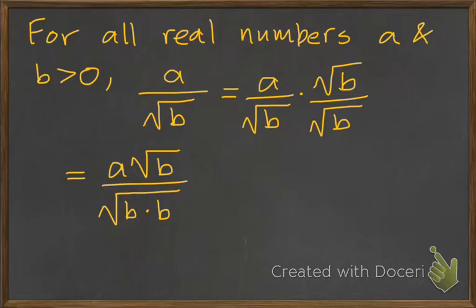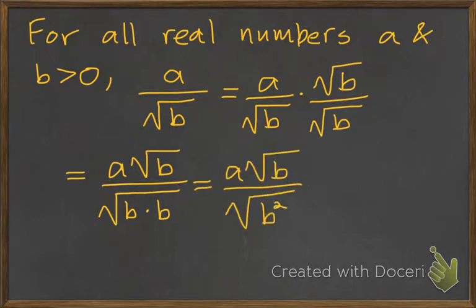So now I have a times the square root of b in the denominator, and because of the property of multiplying a radical times a radical, we can multiply the radicands under the radicals. So we have b times b. B times b is b squared in the denominator, and of course the square root of a square is that number. So what I end up with is a times the square root of b over b. So I've gotten rid of the square root in the denominator, and that is what we mean by rationalizing.